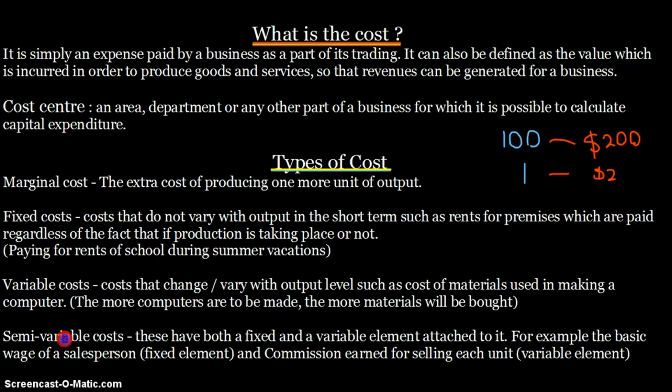But I know that for some of you this might be confusing at this particular point, so you can just ignore the break-even chart for now. You just need to know the basic definition of semi-variable cost, that it has both a fixed and a variable element attached to it. The basic example is the basic wage of a salesperson, where the basic wage is the fixed element and the commission they earn is the variable element. So that is the semi-variable cost for the business. If you have understood that much, that is okay.